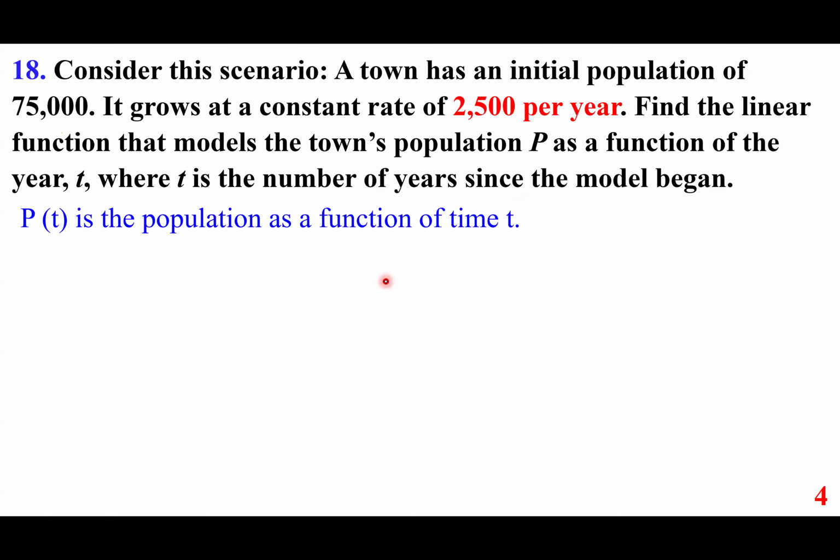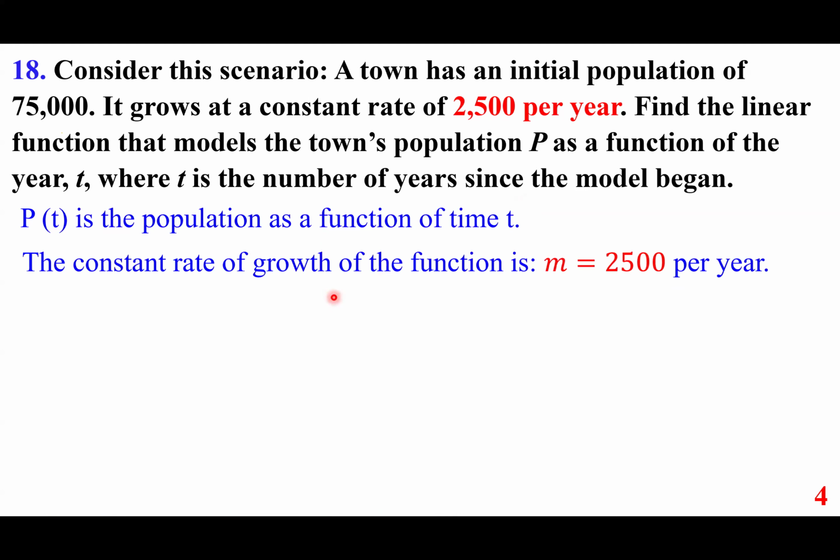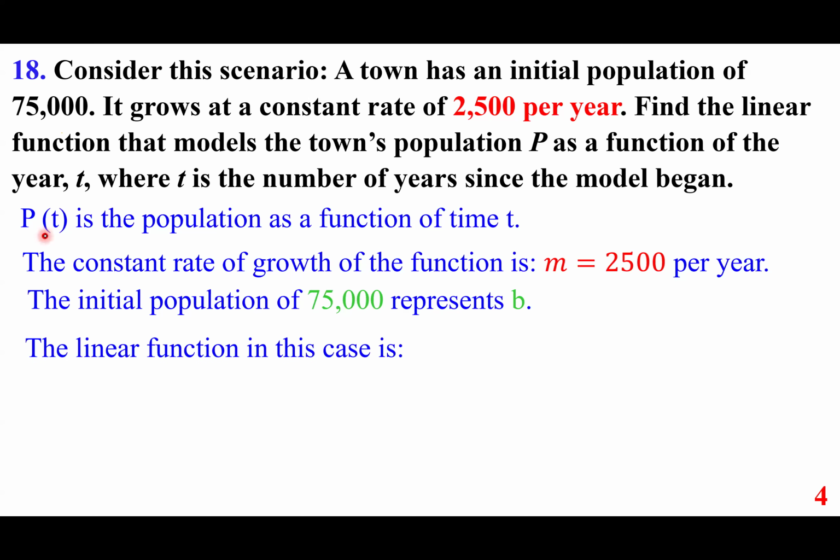P of t is the population as a function of t. The constant rate of growth is given as m equals 2,500 per year. The initial value, the initial population, is 75,000, which is b. When we have the initial value, that is the y-intercept. In this case, it becomes the p-intercept because we're going to write p. And so the linear function, y equals mx plus b, we are going to use p equals mt plus b.